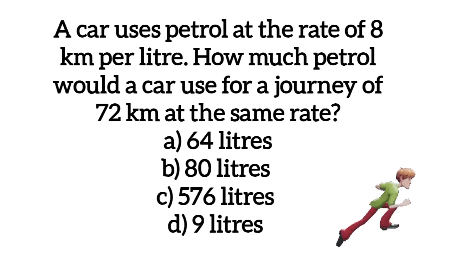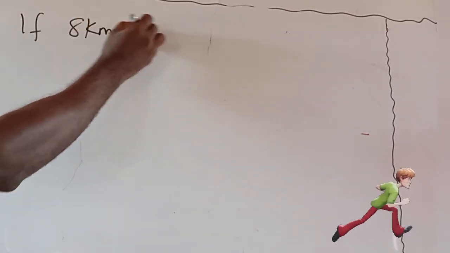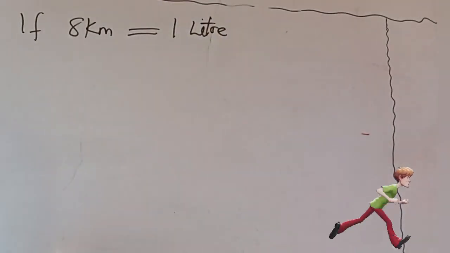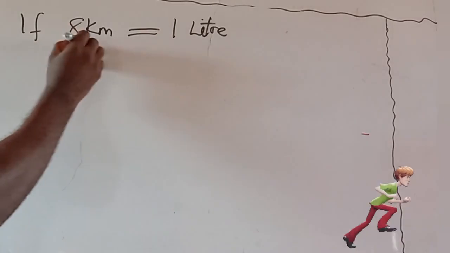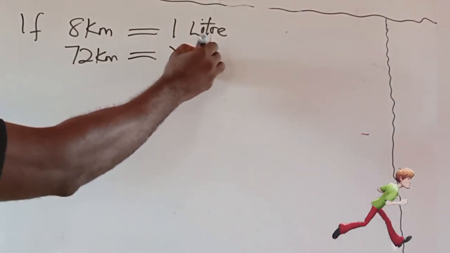B is our correct answer. A car uses petrol at the rate of 8 km per liter. How much petrol will a car use for 72 km? Let's do it at the same rate. 8 km will give you 1 liter according to the question. Then 72 km will give us what? That is our x. You make it x liters.